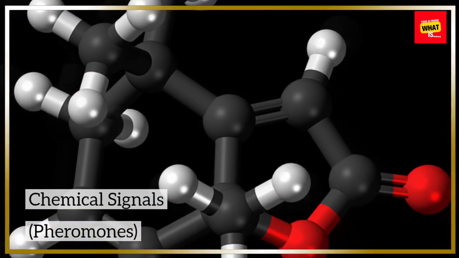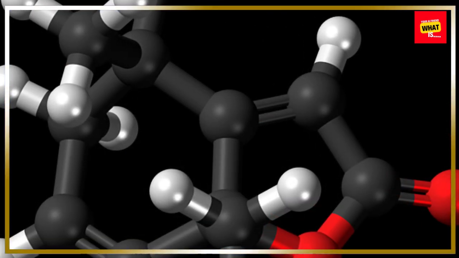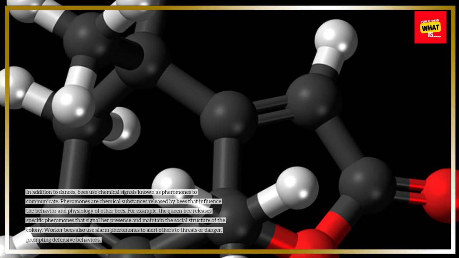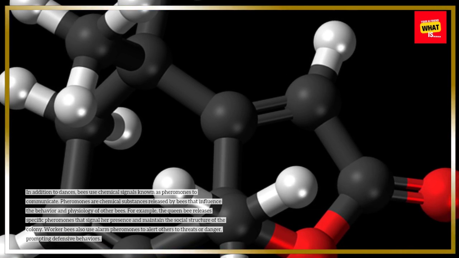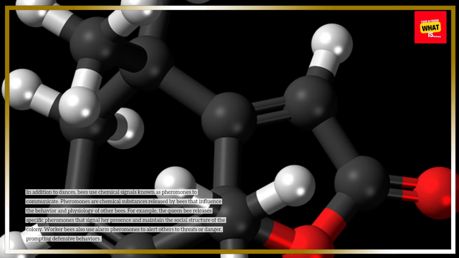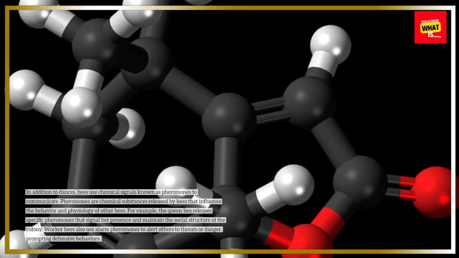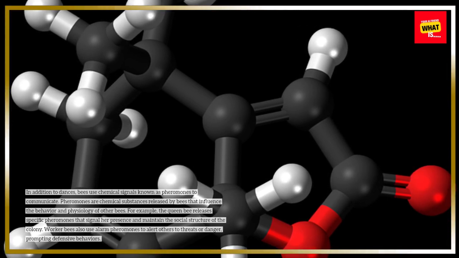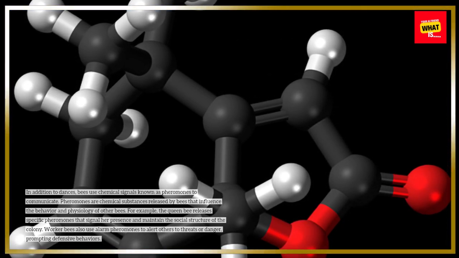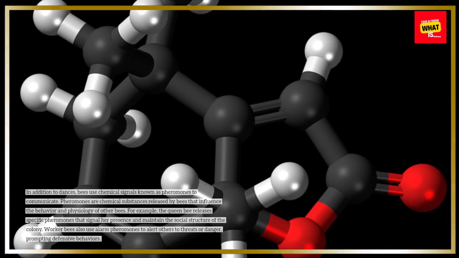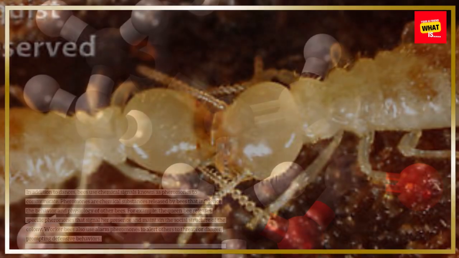Chemical signals, pheromones. In addition to dances, bees use chemical signals known as pheromones to communicate. Pheromones are chemical substances released by bees that influence the behavior and physiology of other bees. For example, the queen bee releases specific pheromones that signal her presence and maintain the social structure of the colony. Worker bees also use alarm pheromones to alert others to threats or danger, prompting defensive behaviors.